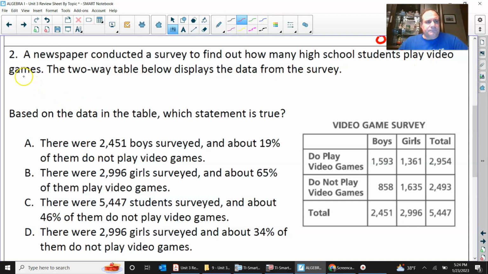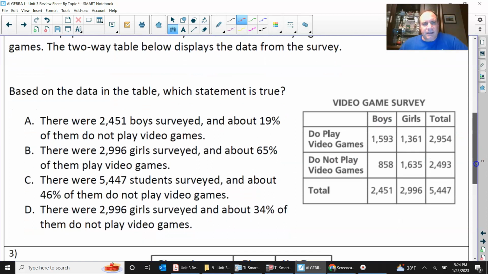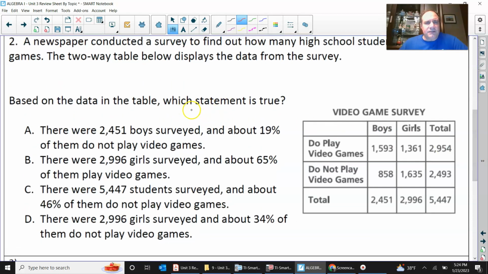A newspaper conducted a survey to find out how many high school students play video games. The table below displays the data from the survey. So here's the data from the survey. Based on the data, which is true? There were 2,451 boys surveyed. Yes, there were. That's a check mark. About 19% of them do not play video games.